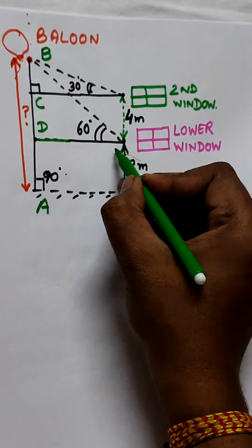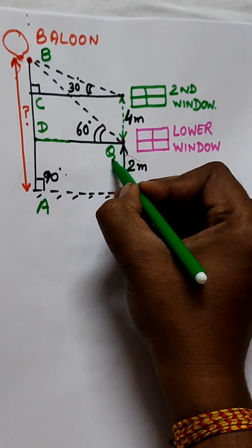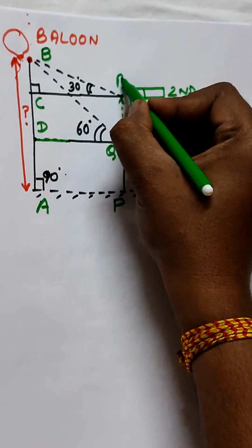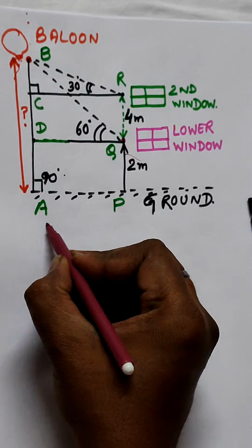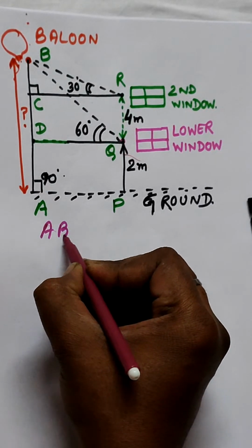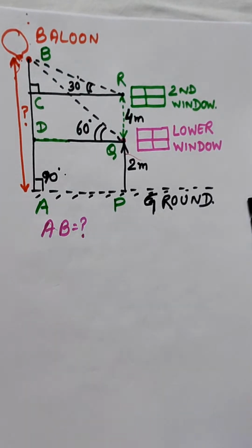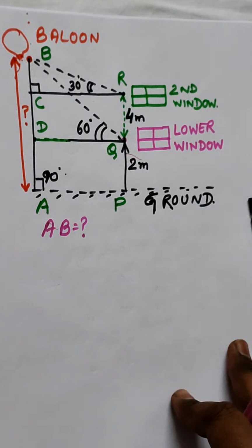Let's say this point as Q, and let's say this point as R, right? So here we need to calculate the length of AB.